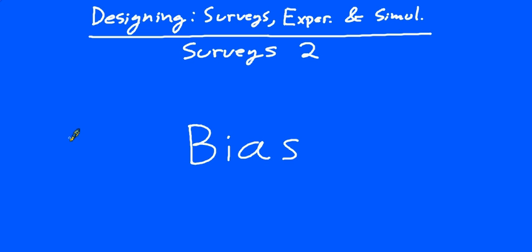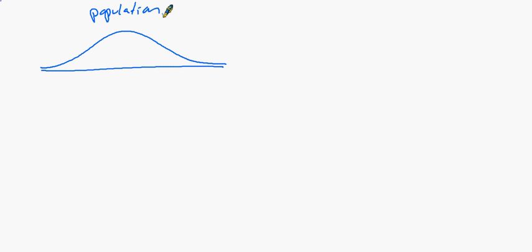A very important issue with surveys and experiments and simulations is bias. Now, the word bias, if it's used in common speech, usually has a negative connotation. Bias in terms of statistics just means that there's some shift that's happened, that your sample is somehow systematically different than the population. Here's a nice normal curve representing the distribution of your population. When we talk about bias, we're talking about the systematic shift.